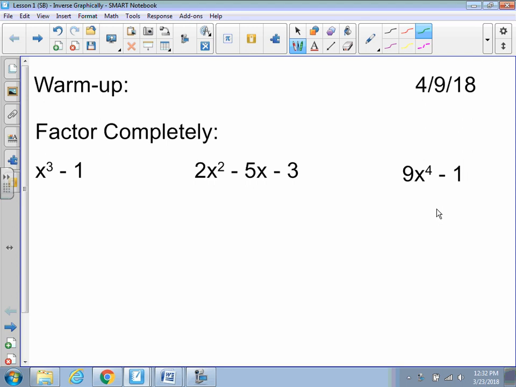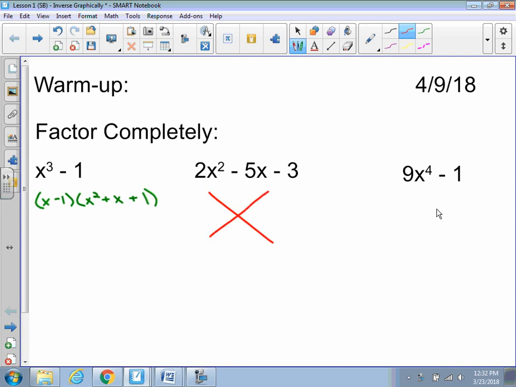So x cubed minus 1, that's a difference of cubes. So we just remember our pattern, a, b, a squared, a times b, b squared, and then use SOAP. Same, opposite, always positive. The second problem does not have a GCF, so we're going to use our x method.